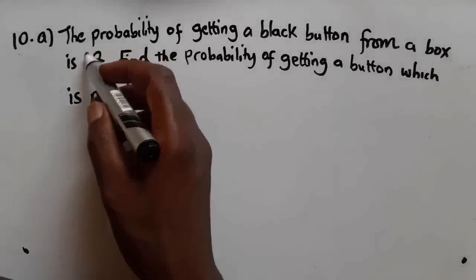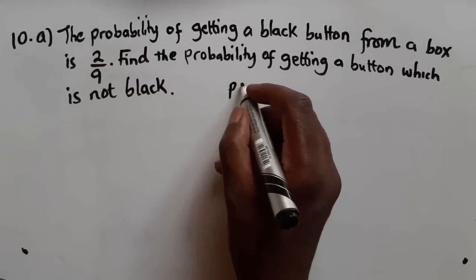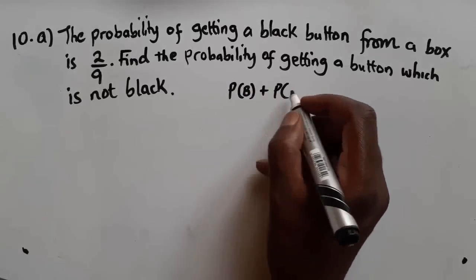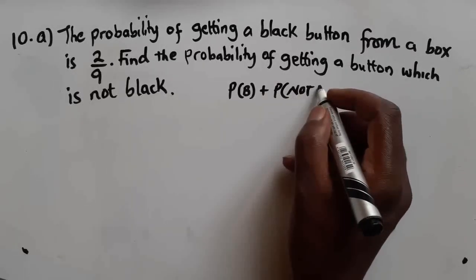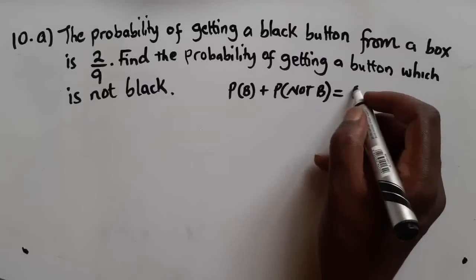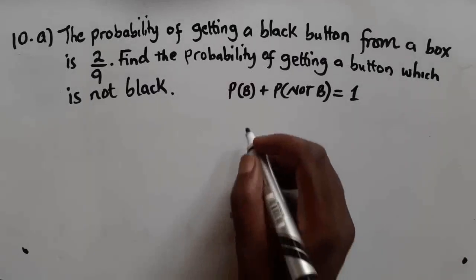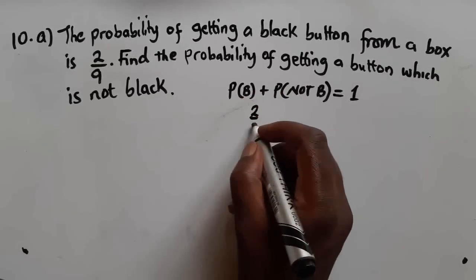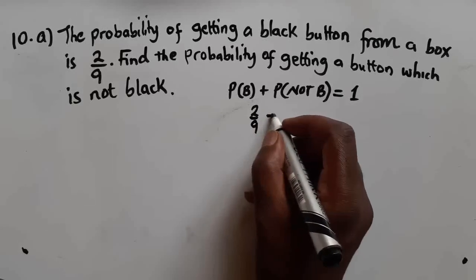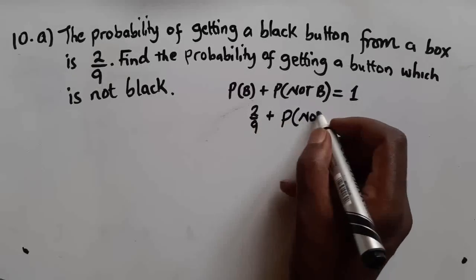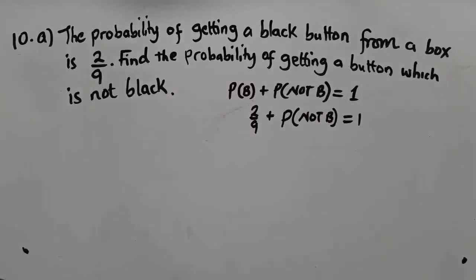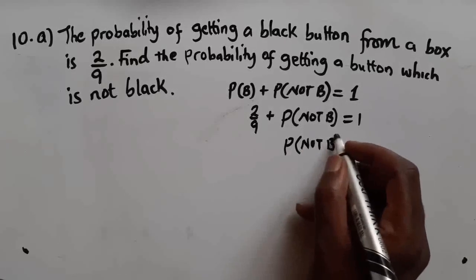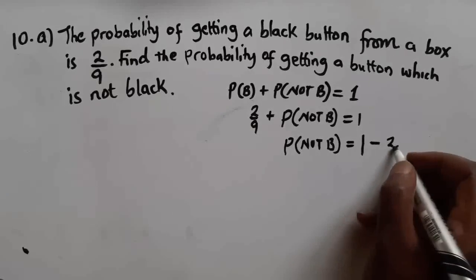The probability of getting a black button plus the probability of getting a button which is not black must give us 1. Okay, so if the probability of getting a black button is 2/9, then what is the probability of getting a button which is not black? So you know this is very simple. The probability of a button which is not black is going to be 1 minus 2/9.